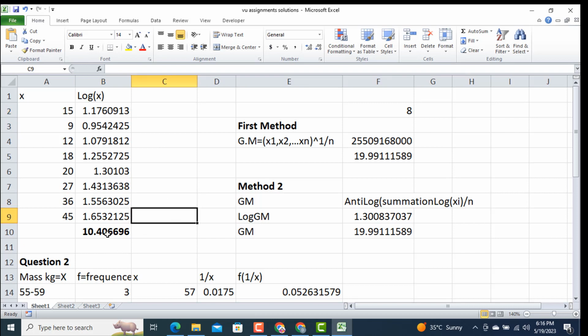After that I am going to add these up, and look at this. This is the summation, by applying the summation formula. So it will be, if you look at it, 10.406696.